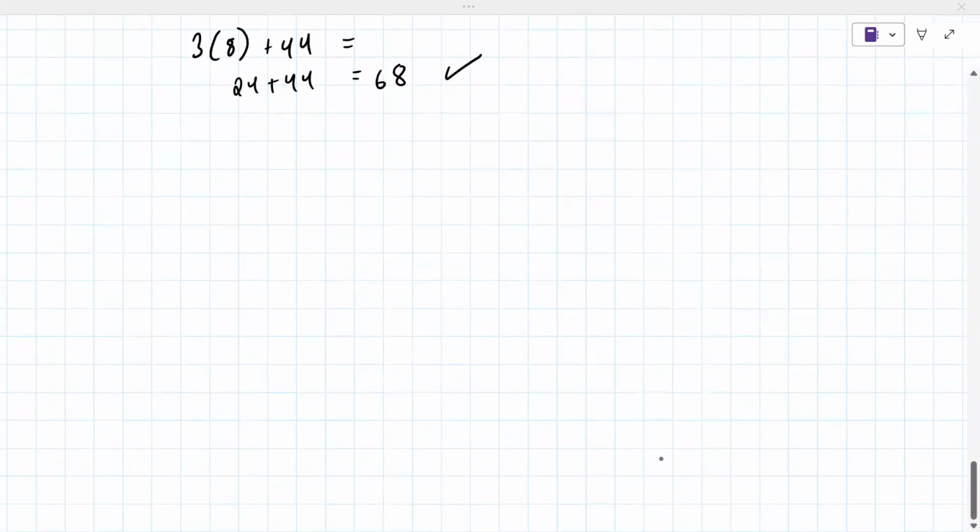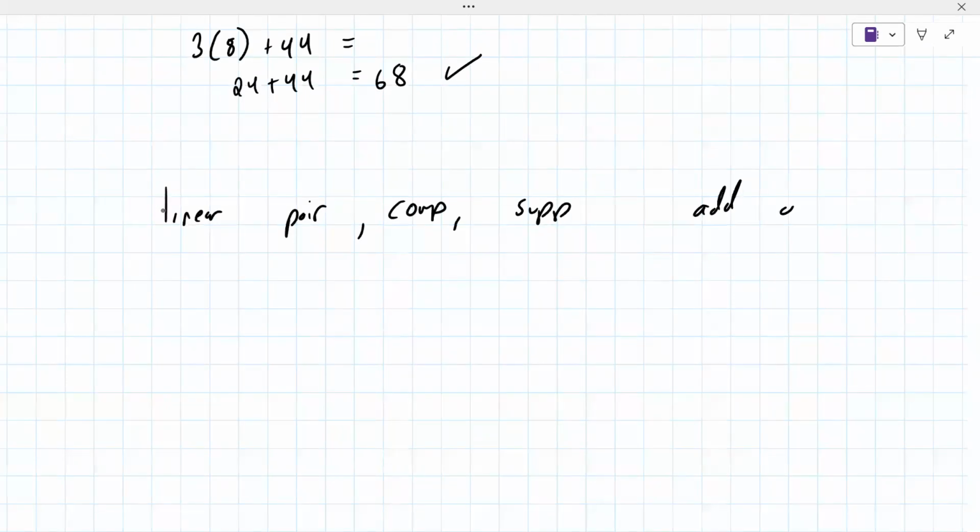So linear pair, complementary, supplementary. These all add up to something, right? 180, 90, 180. Vertical angles are congruent. You have to know this between now and your quiz, right? That's the only way you're going to do well. All right, we are going to stop there for tonight.